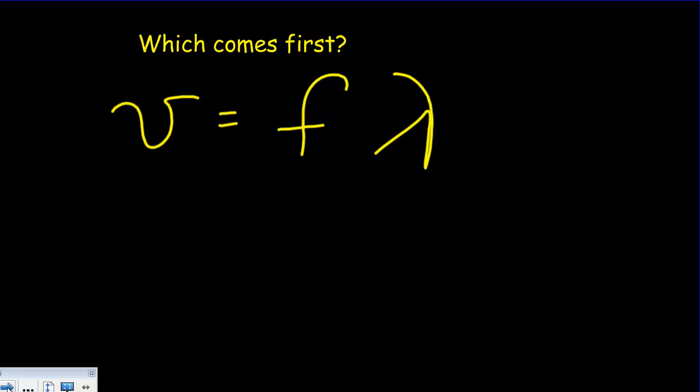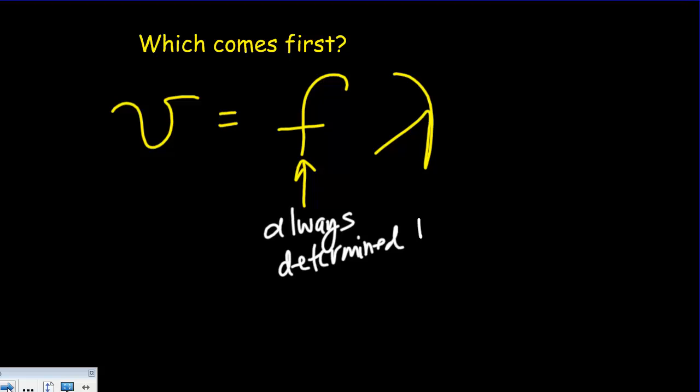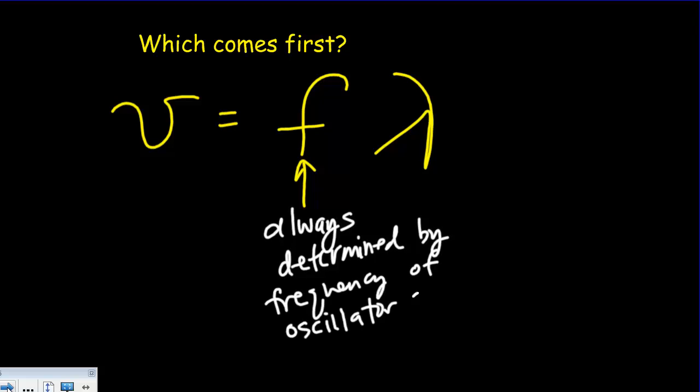Which comes first? So here's our universal wave equation. We kind of have to decide what determines what. Well, the frequency is always determined by the frequency of the oscillator that's creating the motion. So it is the most fundamental. Always determined by the frequency of the oscillator creating the wave.